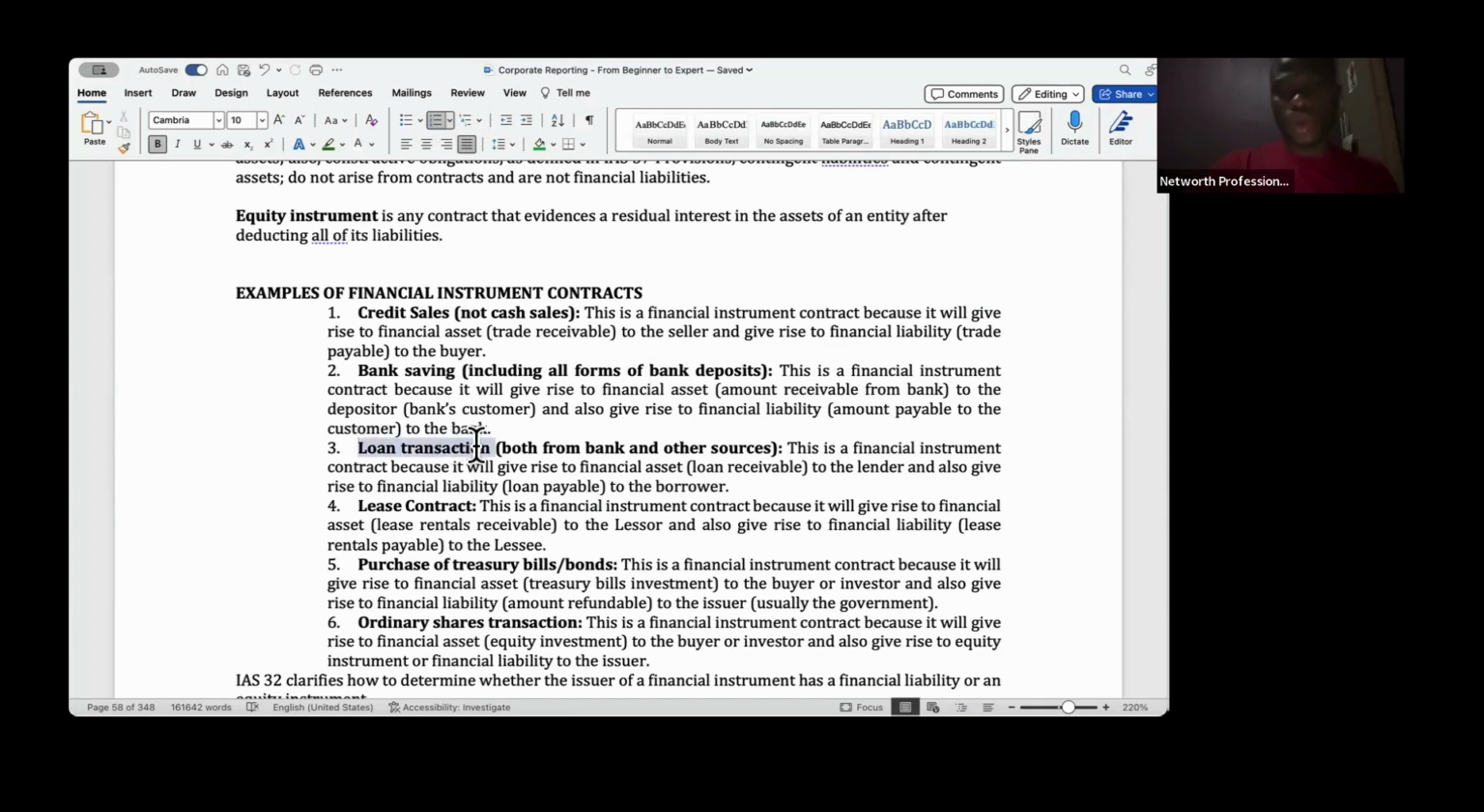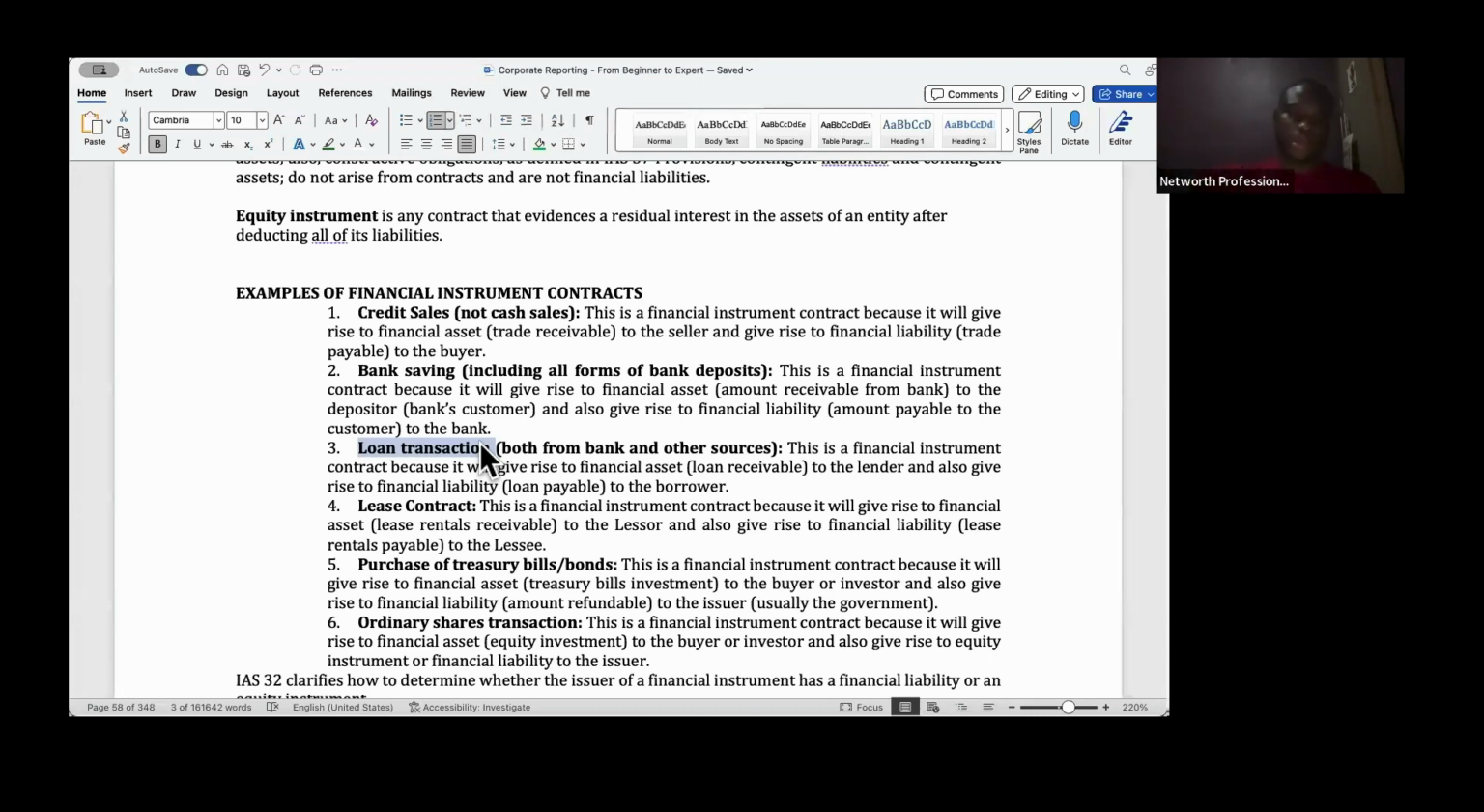Next one is a loan transaction. When you go and borrow money, either from the bank or from other sources, anywhere you are borrowing the money, you would have a financial liability, which is a loan payable. That is, if you are the borrower, because you would have a contractual obligation to deliver cash in the form of interest and repayment of principal.